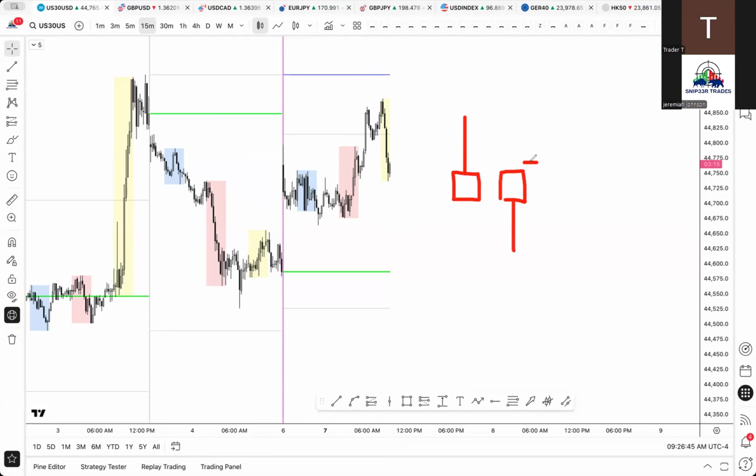My entry will be here. My stop loss is not the wick. My stop loss is actually the body. I'm a little bit more aggressive when it comes to entries. I will actually place my stop loss behind the body, and that does not matter what time frame. It can be the 15-minute, it can be the 3-minute, the 1 minute, the 1 hour.